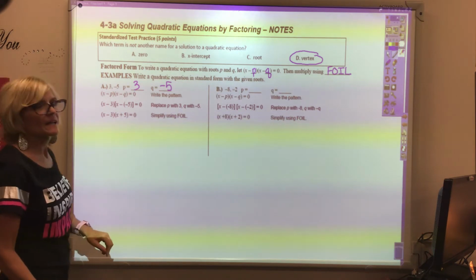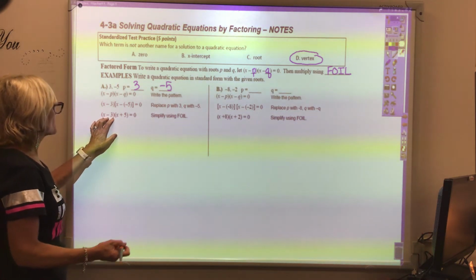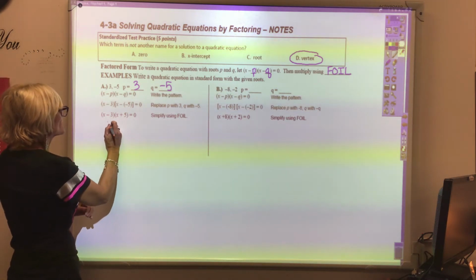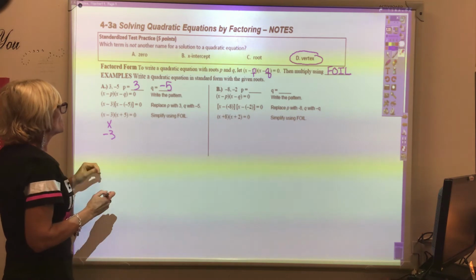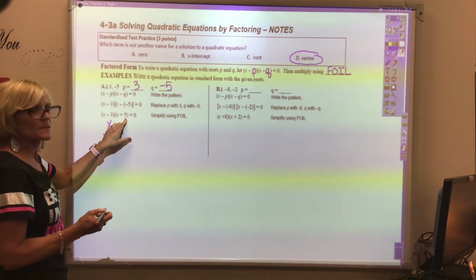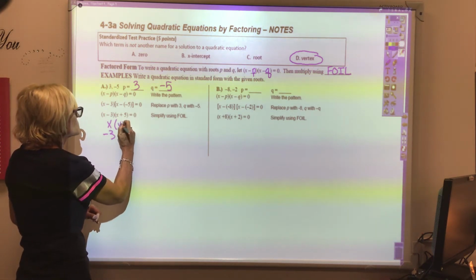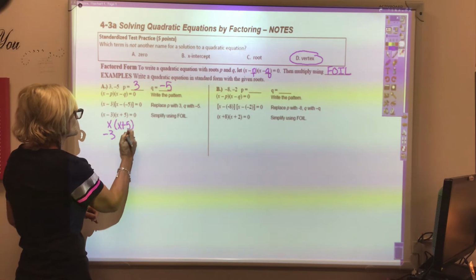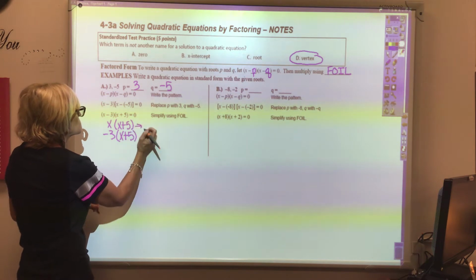Now the way I like to do FOIL is this. I take the first parenthesis and I write it vertically, x minus 3. Both the x and the -3 are multiplied by the x plus 5. So I put times x plus 5 by both. And then I just distribute through.